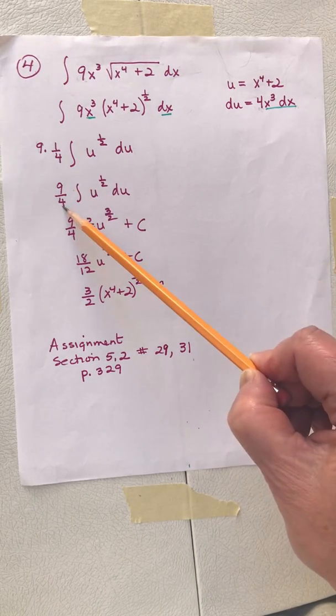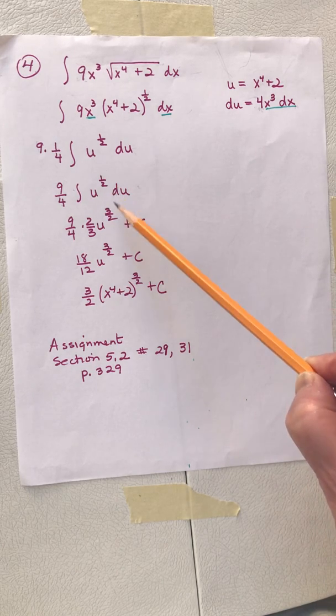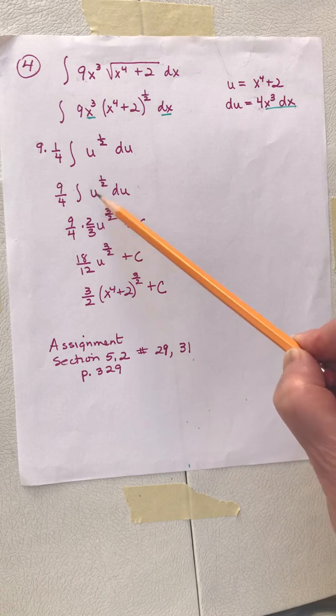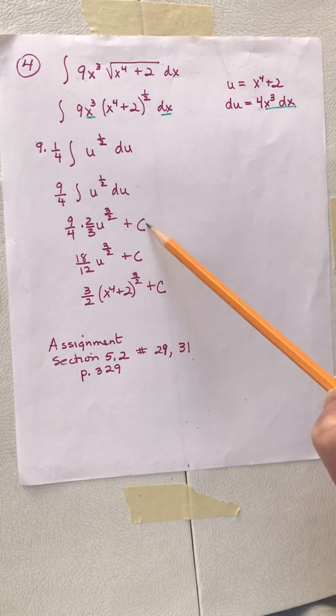So I end up with 9/4 integral u to the 1/2 du. I add 1 to the exponent, I get 3/2. Divide 1 by 3/2, I get 2/3. And I'm going to multiply that by 9/4 and then add in my plus c.